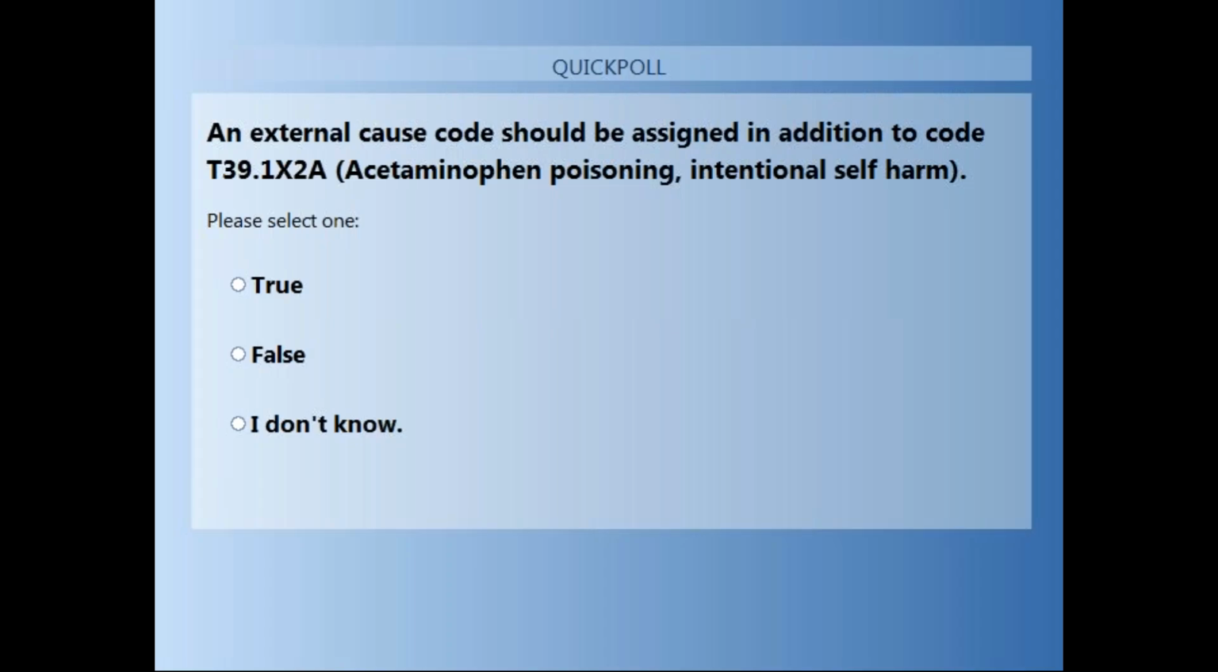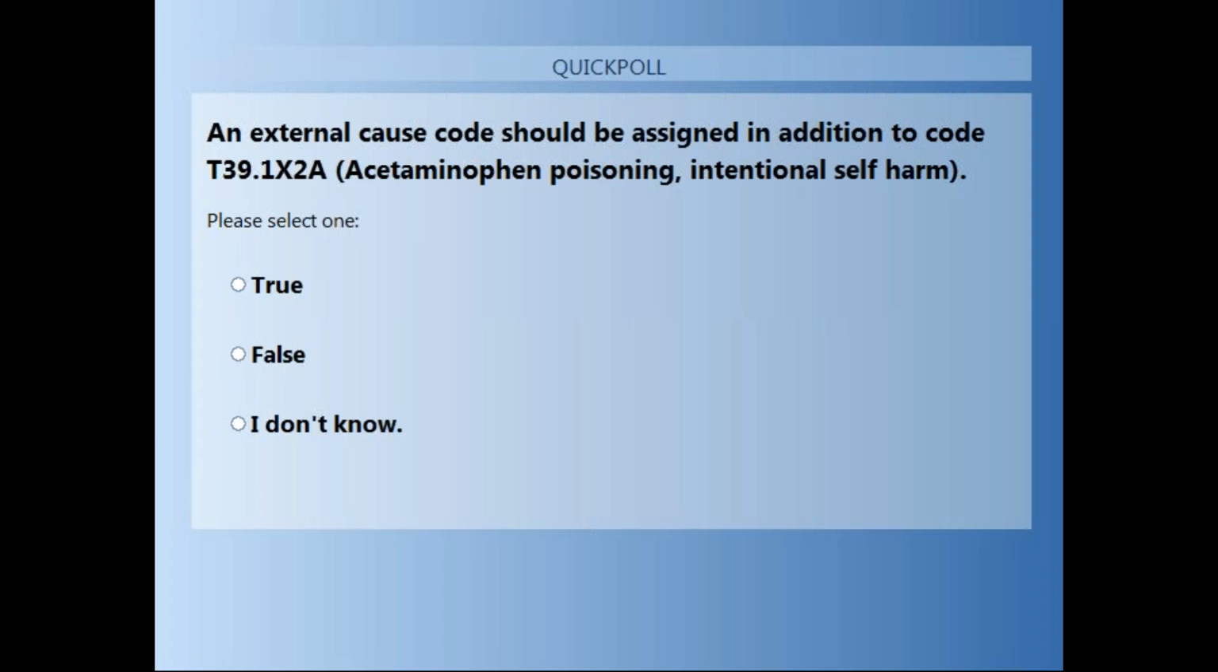Perfect. Okay, the question is, an external cause code should be assigned in addition to code T39.1X2A, which is acetaminophen poisoning, intentional self-harm. Is that true, false, or you're unsure? So should we assign an external cause code in addition to code T39.1X2A, which is acetaminophen poisoning, intentional self-harm? So what do you think? True, false, or I don't know?